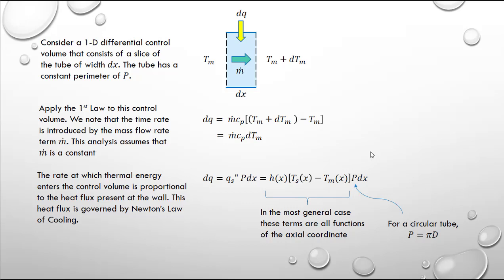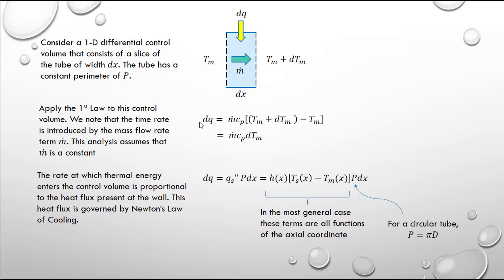Continuing with our discussion from the previous video, we again start with an energy balance on a differential control volume. The control volume has a width of dx and encompasses the entire diameter of the circular tube. Thermal energy enters through the wall of the tube, resulting in a differential change in the mean temperature of the fluid passing through the volume.